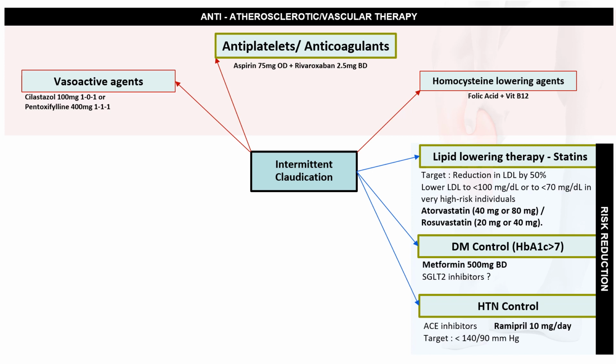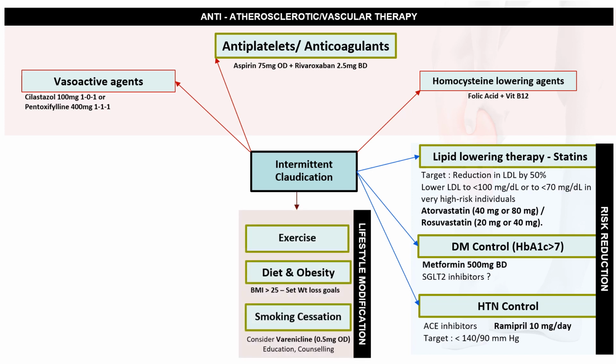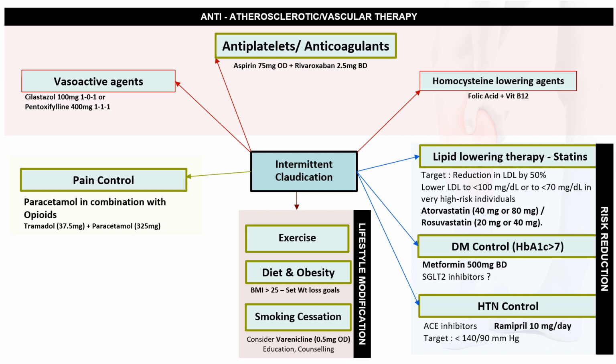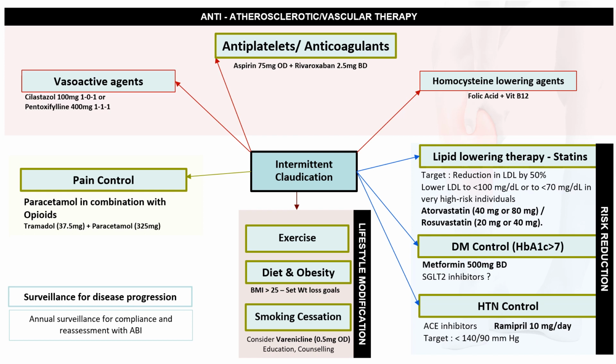The diabetes and hypertension control remains the same as briefed earlier. The lifestyle modification also remains the same. Now these subset of patients, in addition to all these drugs, would also need pain control, as was also summarized earlier. These patients do require annual follow-up in order to check for compliance with these regimens as well as for disease progression by itself.